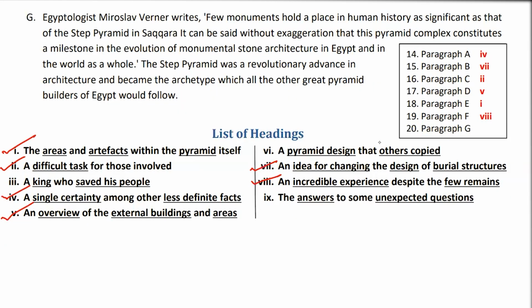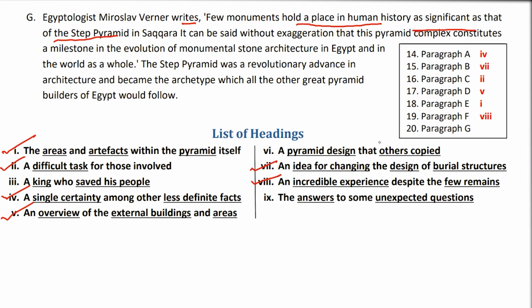So now, friends, we are just left with three choices: 3, 6, and 9. And let's do paragraph G. Egyptologist, he writes, few monuments hold a place in human history as significant as that of the step pyramid. So you must be understanding. If you break it up, you can easily say that there is an Egyptologist, and he writes that very few monuments are so important in human history as that of the step pyramid in Saqqara. It can be said without exaggeration.